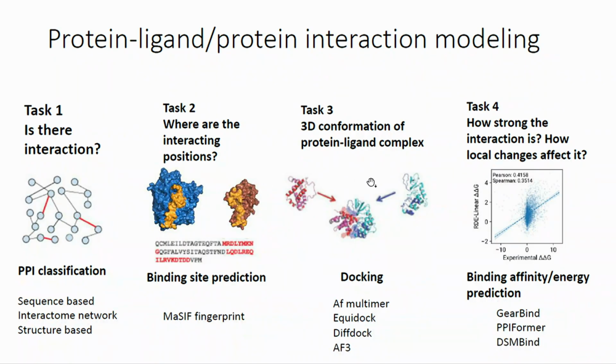Some of the models that solve these problems with machine learning include, for example, AlphaFold-Multimer and AlphaFold 3 for protein systems. And there are also dedicated systems for solving the small molecule and protein binding problems, such as DiffDock and EquiDock.